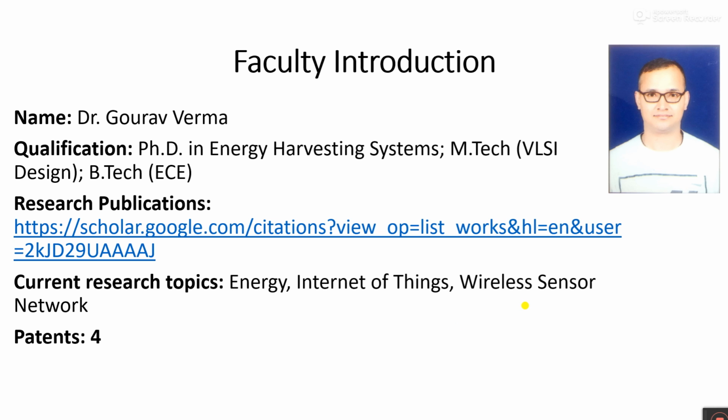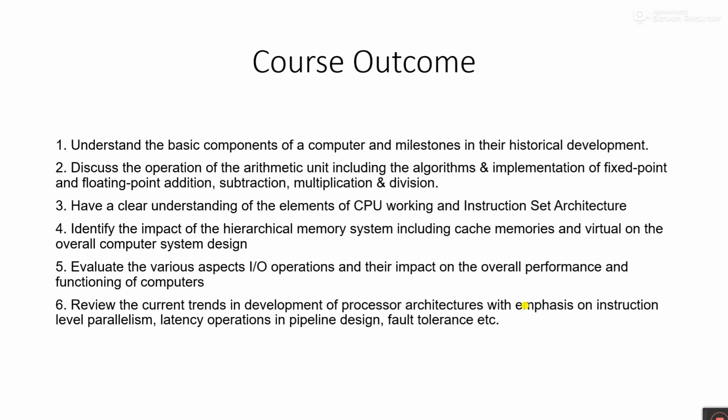The course outcomes of computer organization are to understand the basic components of a computer and milestones in their historical development, and to discuss the operation of the arithmetic unit, including the algorithms and implementation of fixed point and floating point addition, subtraction, multiplication and division. We will discuss how different algorithms work on the hardware for addition, subtraction, multiplication and division.